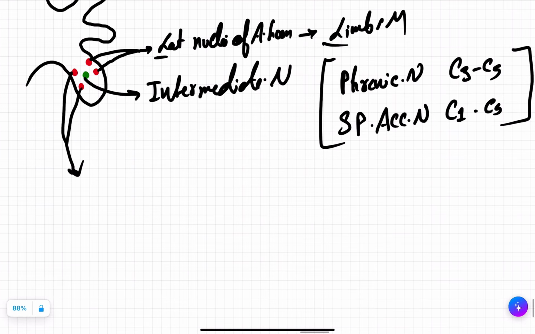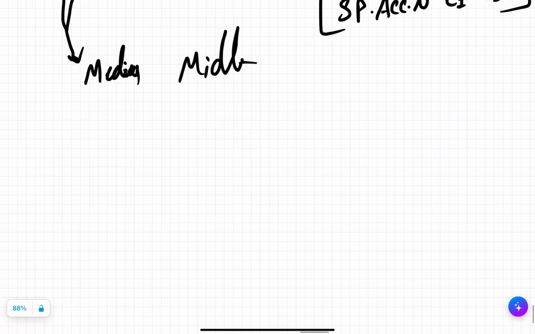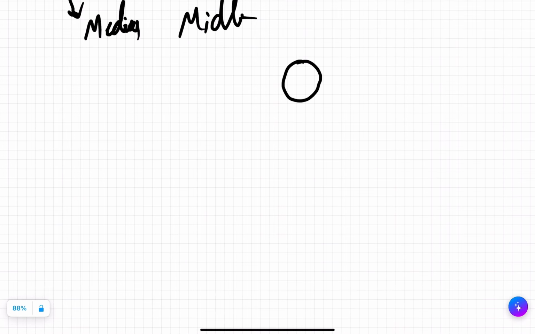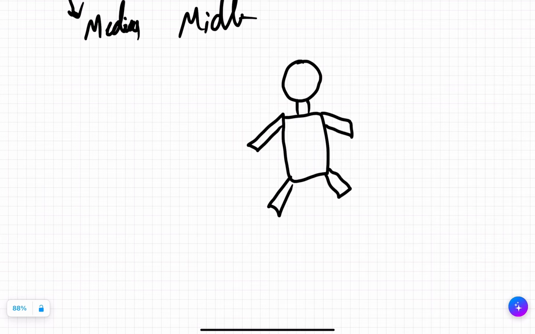Now, as it says, medial or midline. So what does it mean? Suppose this is your body, your head, your neck, your upper limb, and your lower limb. I told you your lateral horns will supply the limbs.